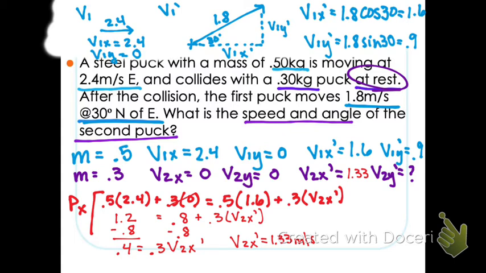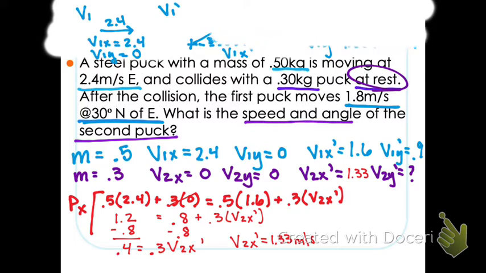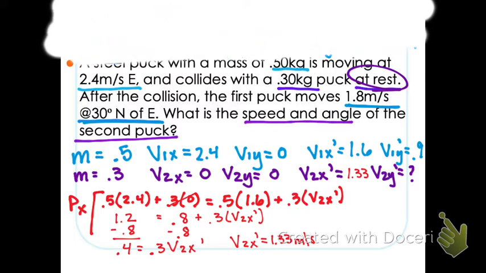Okay, now for the y component. I'm going to do it up here at the top. Again, I label it py. I don't know why I draw the little brackets. It's just a habit I have. They don't mean anything. They have no mathematical significance. It just helps me stay organized.